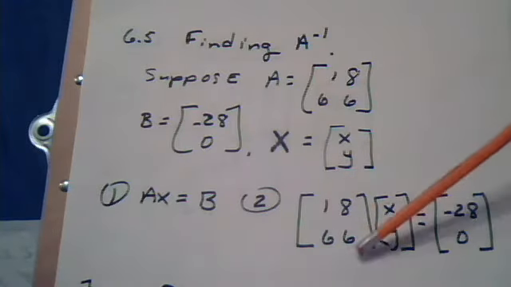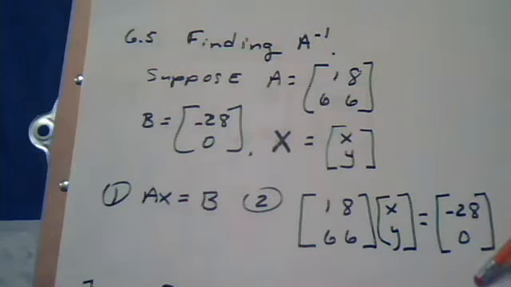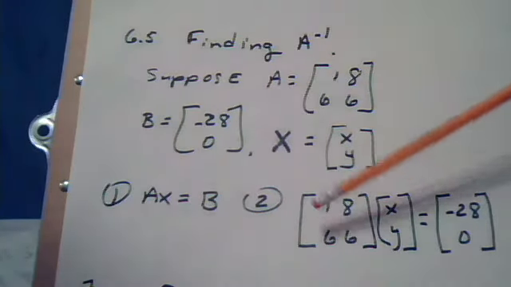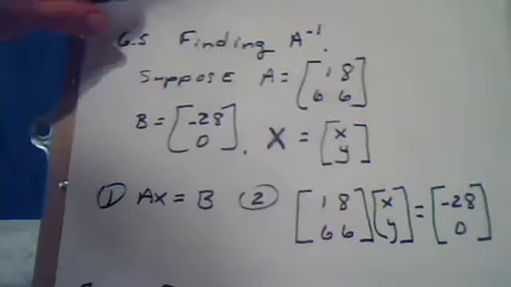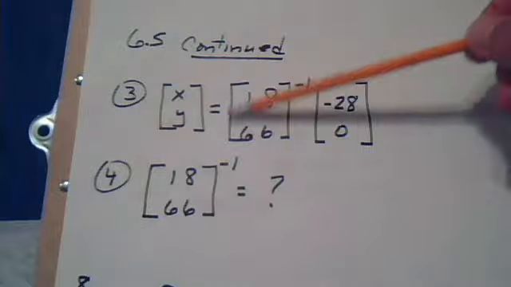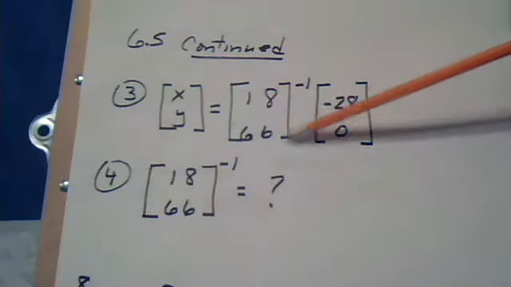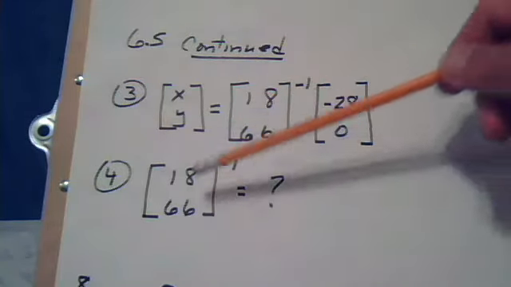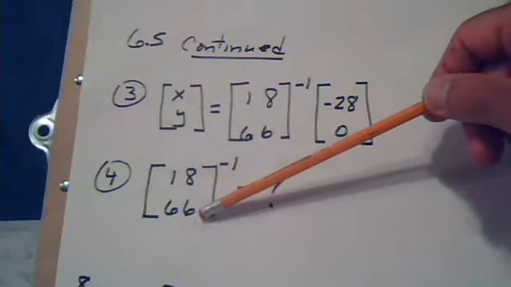So we need to get this matrix to the other side, but to do that, we have to multiply both sides by the inverse of this one here. So now we need to find the inverse of this one. It's already on the other side of the equation. How do you find the inverse of a 2 by 2 matrix?